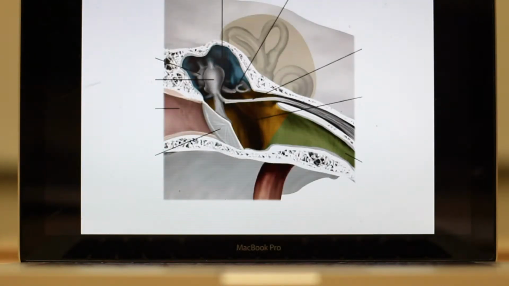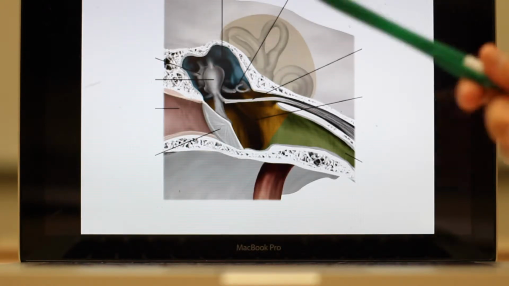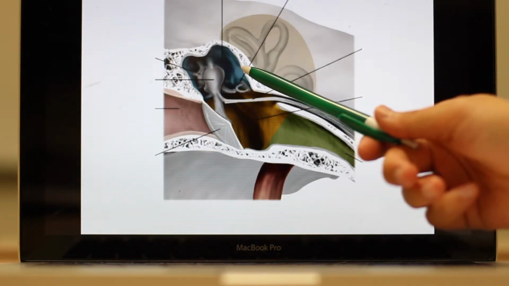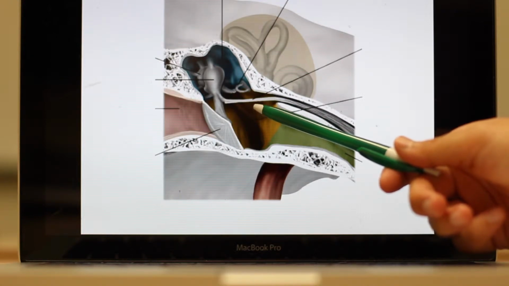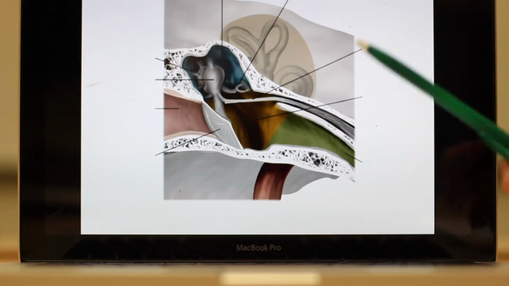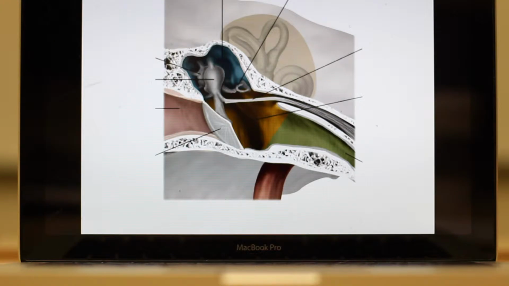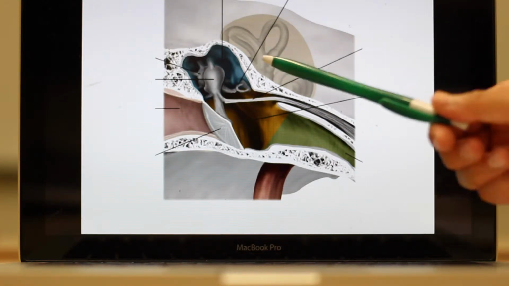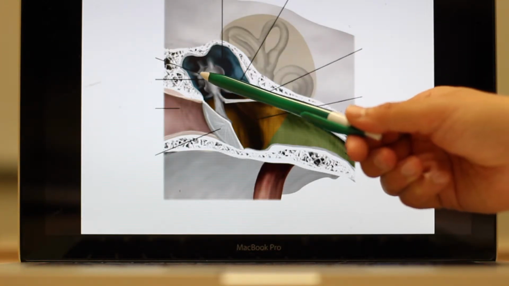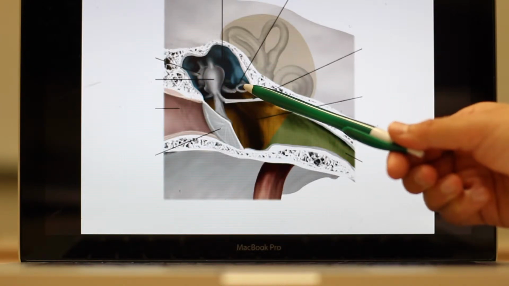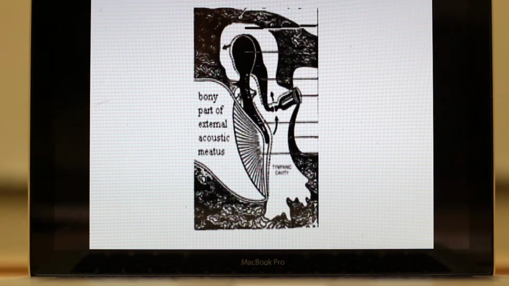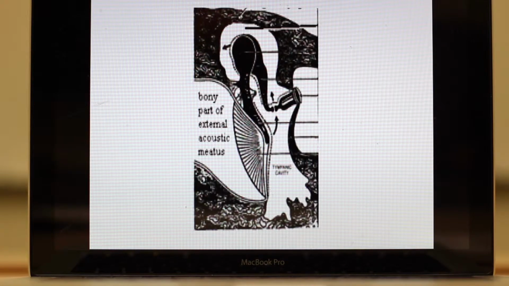The middle ear, also known as the tympanic cavity, can be divided into 3 sections: the epitympanum, the mesotympanum, and the eustachian tube. The ossicles are 3 tiny bones located in the middle ear and consist of the malleus, the incus, and the stapes. The tympanic cavity can be divided into 6 walls.